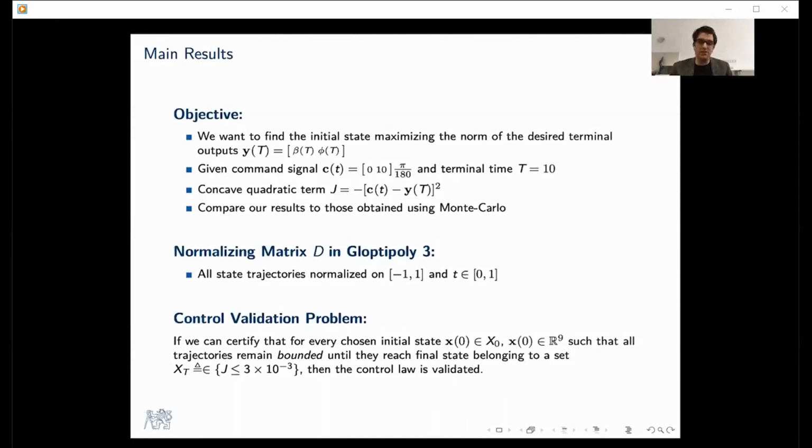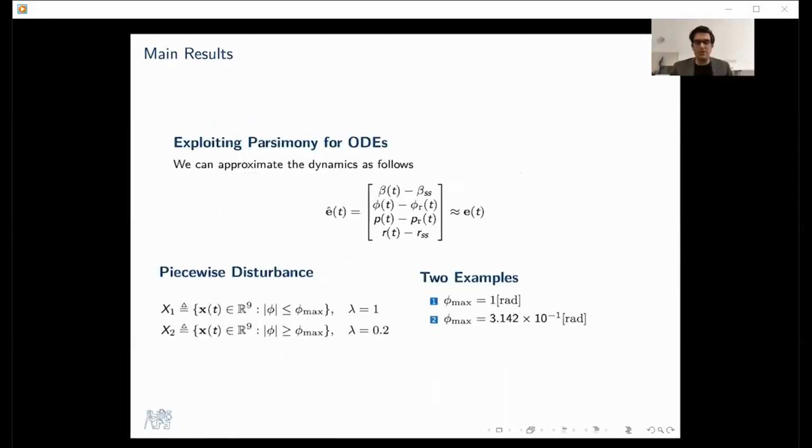If we can certify that for every chosen initial state X naught, all trajectories remain bounded until they reach a final state belonging to the set, which is just a smaller target for our cost, then the control law is validated. To deal with so many states inside of our system, we approximate the aerodynamics. And we also include a piecewise disturbance where the control effectiveness drops off significantly at high roll angles. And we use 2 cases of phi max right here.